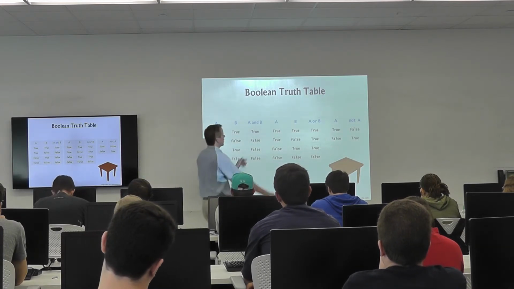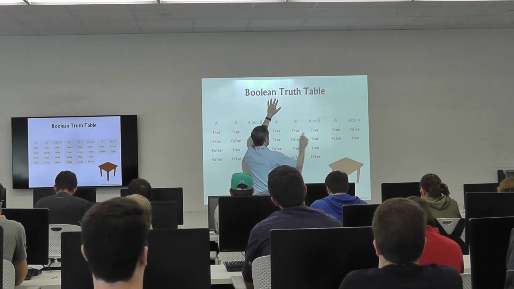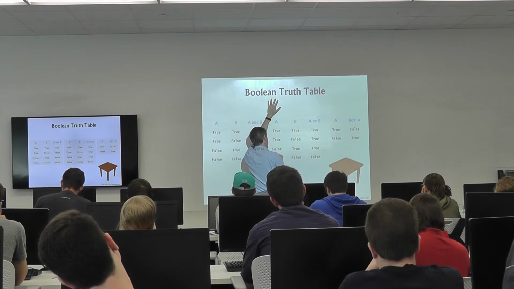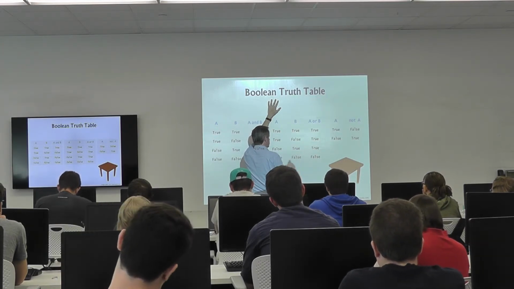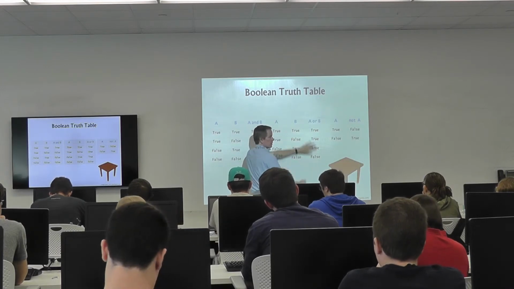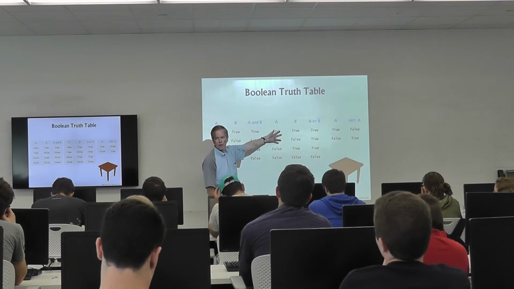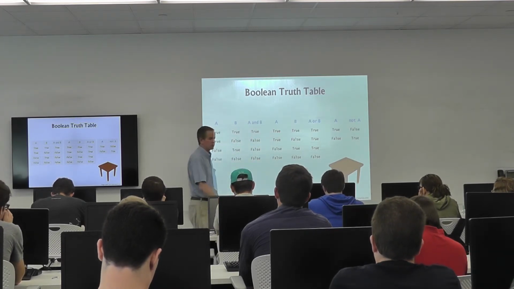Okay, now let's go ahead and do OR. If A is true and B is true, then A or B is true. If A is true but B is false, then A or B is true. If A is false but B is true, then A or B is true, and if A is false and B is false, false. So now OR is a lot easier to work with, right? All I need is somebody to be true.